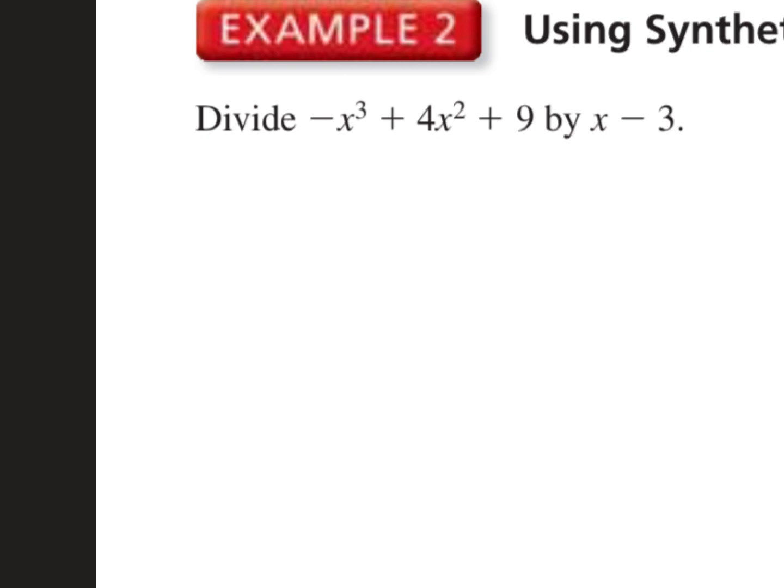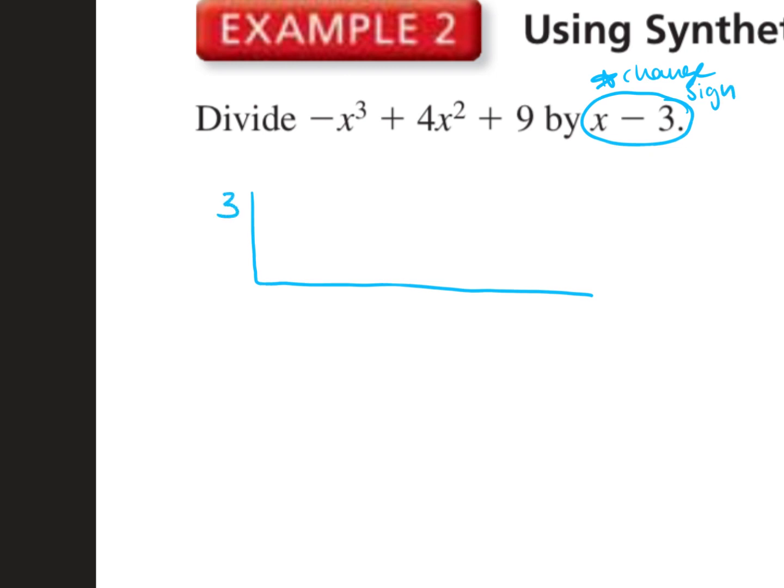So we're going to make a box upside down from the box that we drew before. So instead of a dividing box, we're going to flip it, make a box upside down. Outside the box, we put our divisor, but just the number, and we always change the sign. So we would put a positive 3 outside the box. Inside the box, we put the coefficients of our dividend, the long one, what we're dividing into.